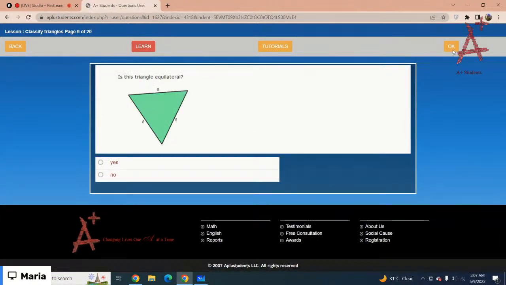What is this triangle? Is this triangle equilateral? Yes, it is. All three sides are equal in length, so that would be an equilateral triangle. The correct option is yes.